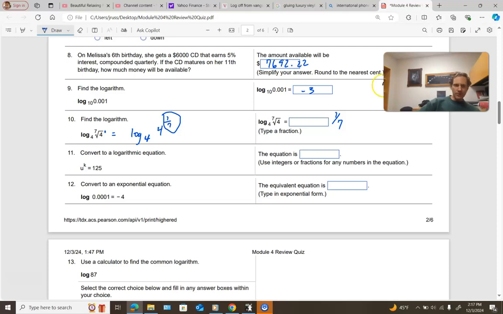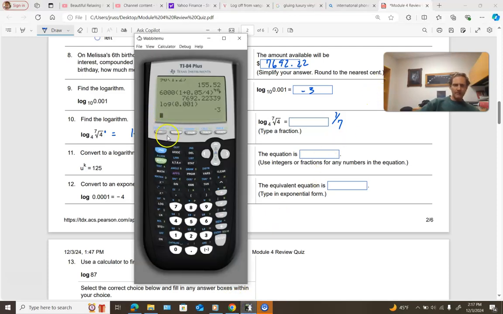Now you could also do this in your calculator, but you have to come over here to math, come over here to number.